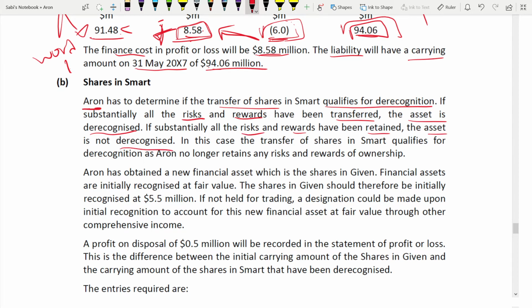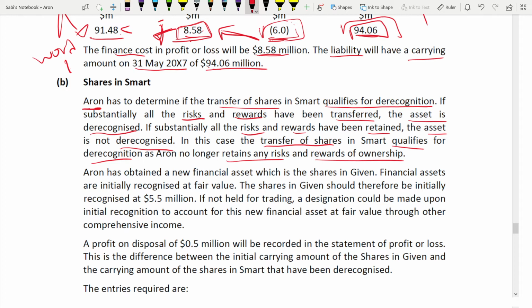Simple opposite. So in this case, does the transfer of shares qualify for derecognition or not? What do you think? It does qualify for derecognition. They are selling the entire 3%. That means they no longer retain any risks and rewards of that ownership. If there are any changes in the fair value of the shares, it will not impact Aron. Aron has sold that 3%. They are not going to receive anything from it. There is no risk also if the share price goes down. So it qualifies for derecognition.